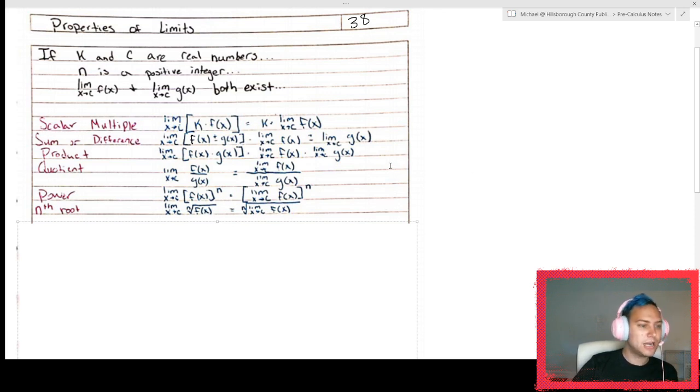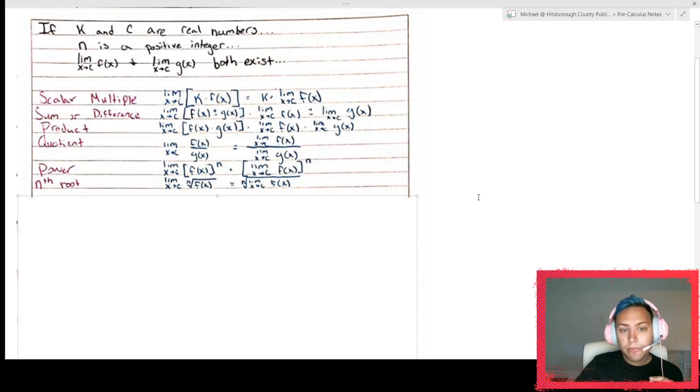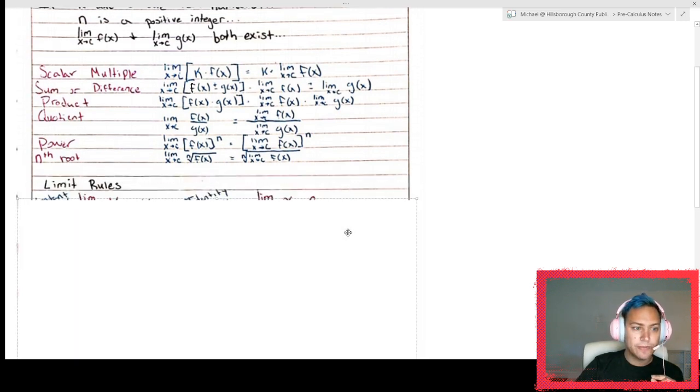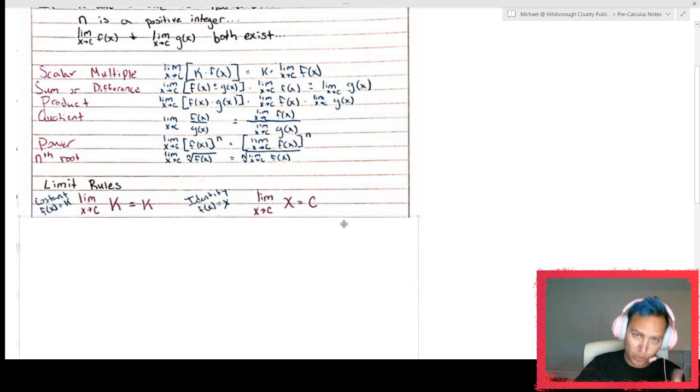So again, pause that and copy those down. It's going to make more sense as we work through it. Now, the really important things that you have to make sure you remember from here, and these are things you want to memorize, are two very important limit rules.